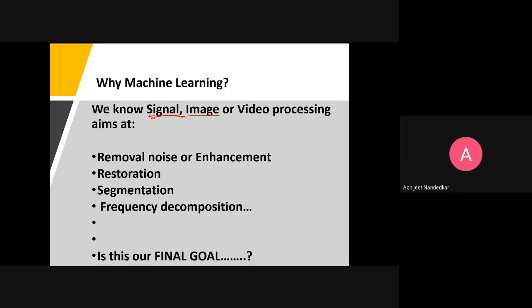So you will be studying this important subject, and possibly next year, I think, you will see image processing or video processing. And actually, these two or three courses are related to each other, and they are meant for processing the signal. So processing of the signal means removal of noise or enhancement of signal, or restoration of signal. Some distortion is there, so you can correct your signal. Then in case of image, you can do the segmentation. You can make segments of the image for different objects in the image. You can do frequency decomposition.